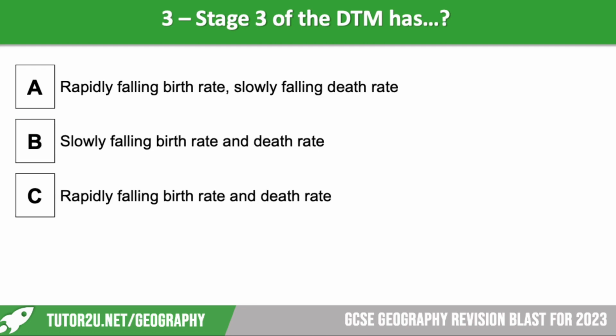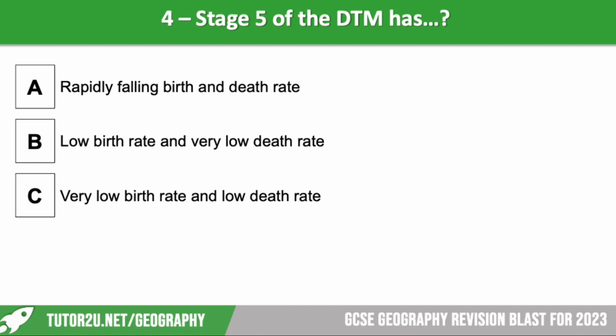Stage 3 of the DTM has rapidly falling birth rate, slowly falling death rate, B, slowly falling birth rate and death rate, or C, a rapidly falling birth rate and death rate. Let's reveal. It is A.